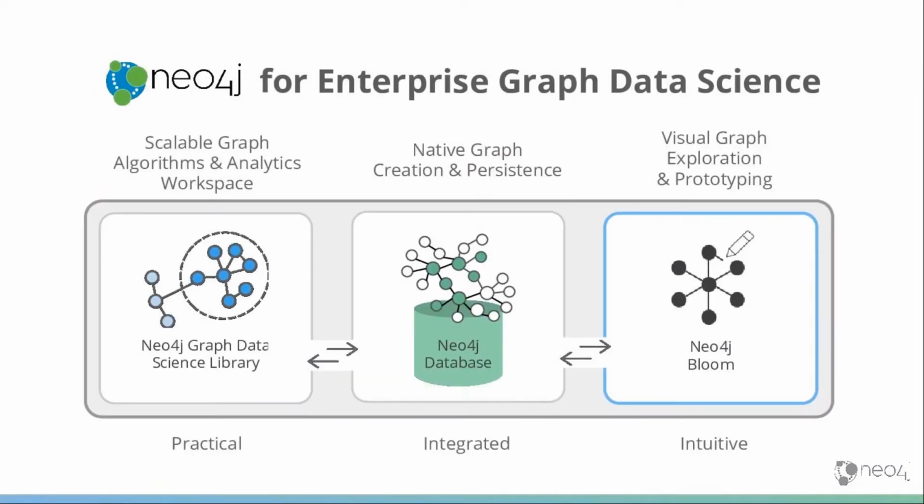And that is why we are bringing together Bloom with the Neo4j Graph Data Science bundle as well. In the previous session, we talked about the Neo4j Graph Data Science library with algorithms in the analytics workspace. Of course, that resides upon, or is a plugin for, the Neo4j database itself, so you can both create and persist your native graphs. And then with Bloom, you're able to take a more intuitive way to visualize, explore, and as I said, prototype. That's why we're bringing these things together, because there's a natural fit between analysis, sharing, and visualization.